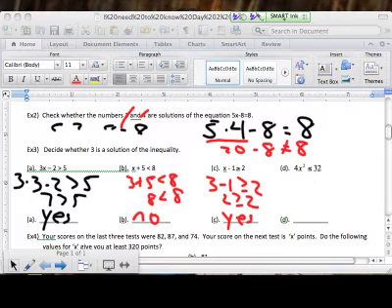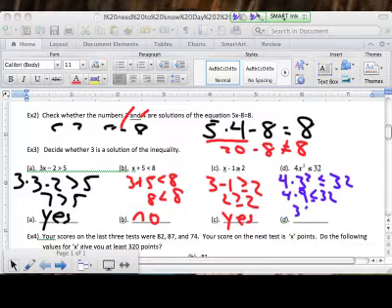And finally, I have 4 times 3 squared less than or equal to 32. 3 squared is 9, so I have 4 times 9 less than or equal to 32. I'm running out of room here. 9 and 4 makes 36 less than or equal to 32. That is not true, so this is not a solution.